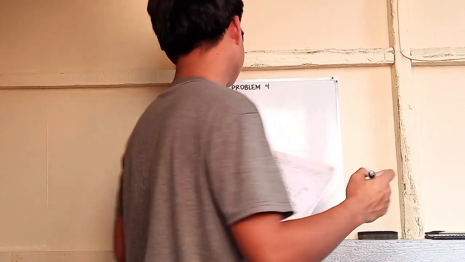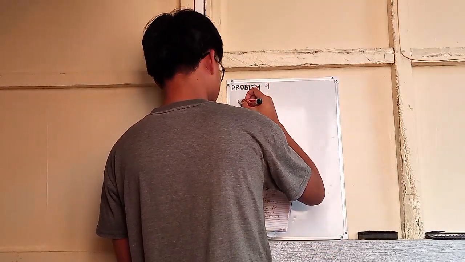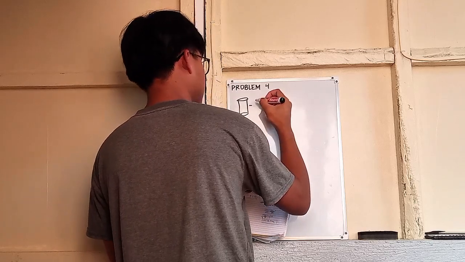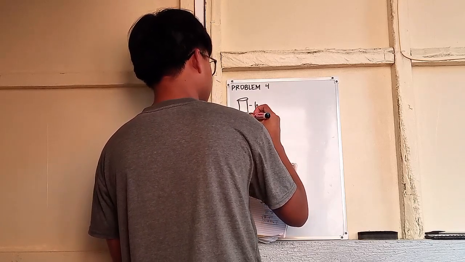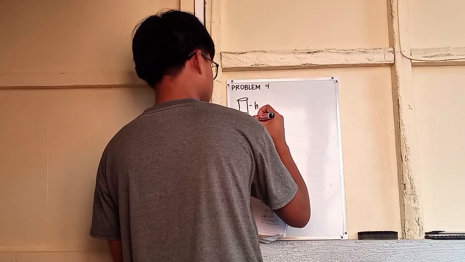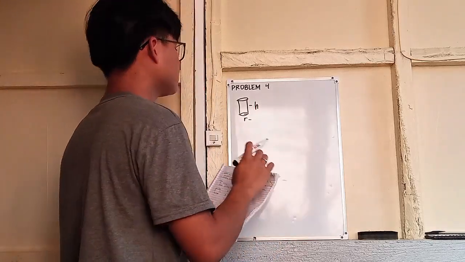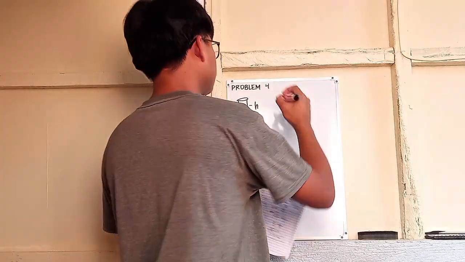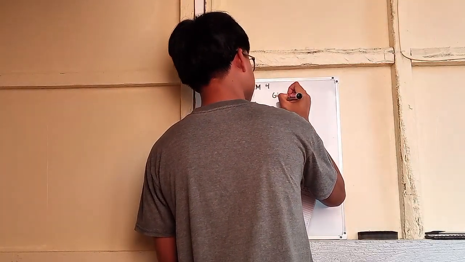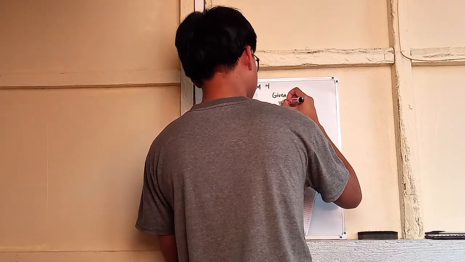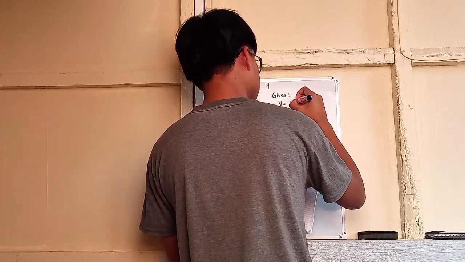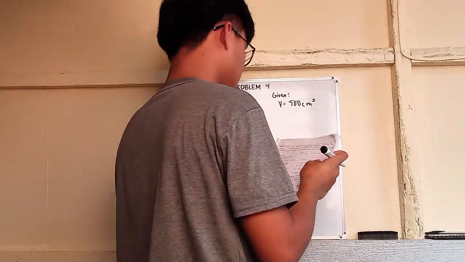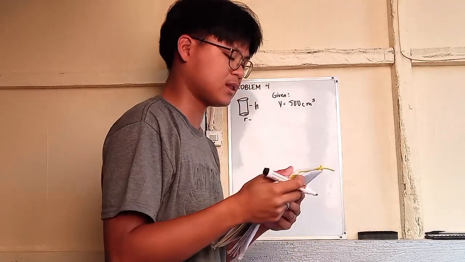So first, we will draw. So here is the height and the radius is in the bottom. So these two dimensions are what we're going to solve. So what is the given? First, our volume that is stated in the problem is 500 centimeter cube, and the shape is a closed cylinder.